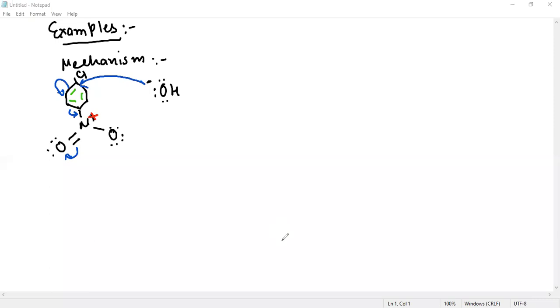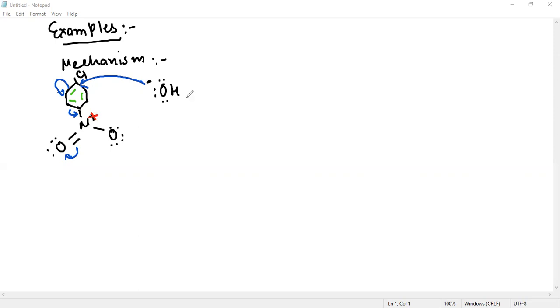Now let's look into the mechanism of this reaction. So we have this benzene ring over here, and then we have this chlorine, which is the leaving group, which is going to be released at the end. To activate the ring towards the nucleophilic attack, we attach the nitro group. Whenever nitrogen has four bonds here, one, two, three, and four, it possesses a formal positive charge.